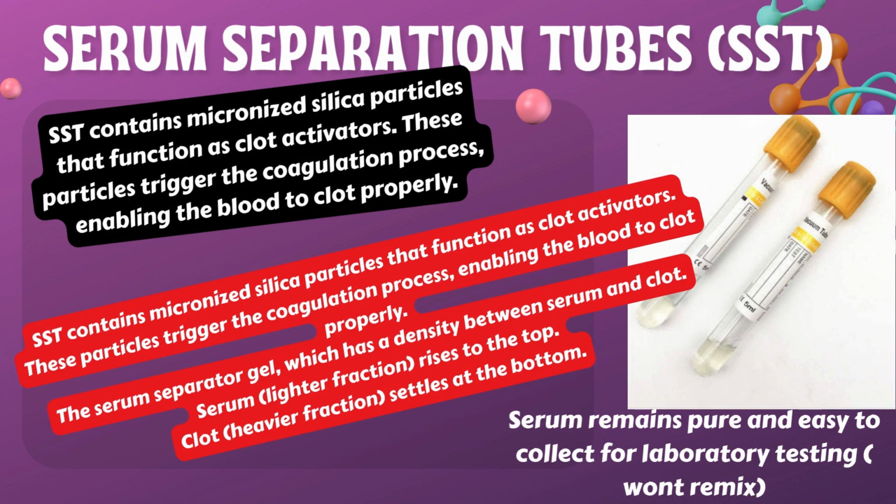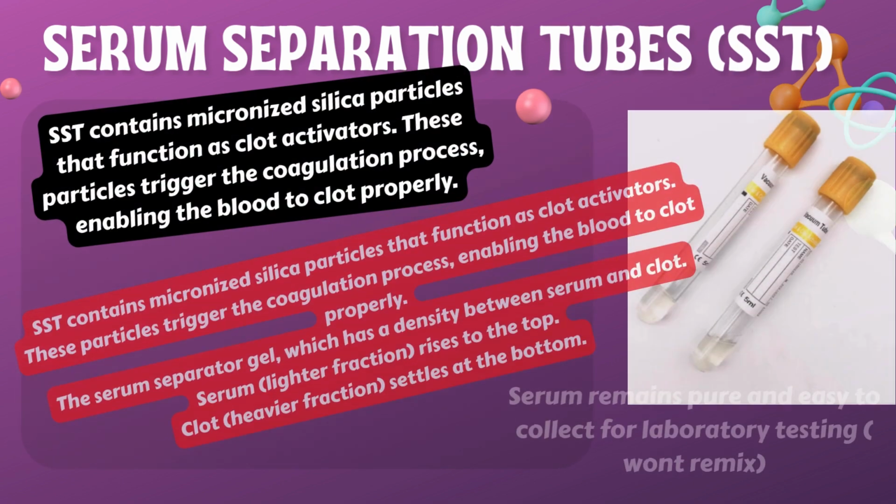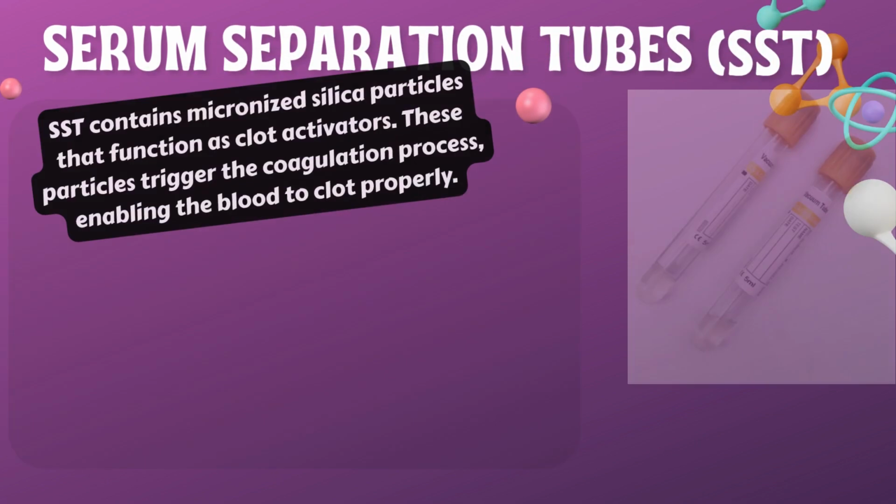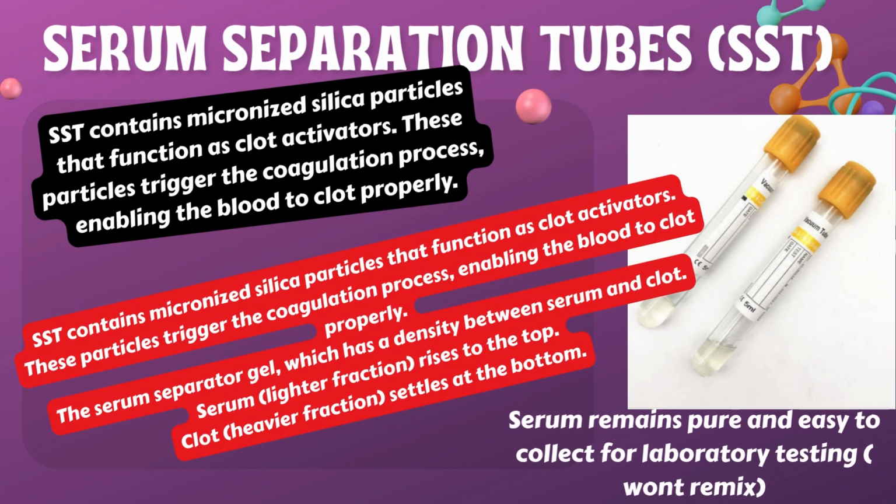The serum separator gel has a density between serum and clot. Serum, the lighter fraction, rises to the top. Clot, the heavier fraction, settles at the bottom.